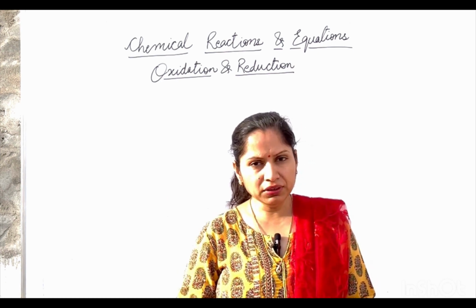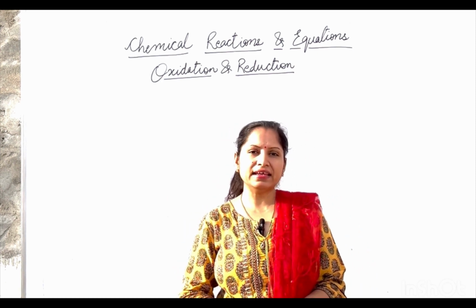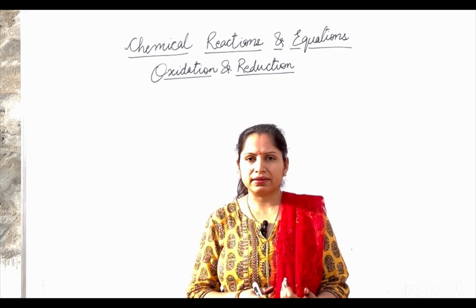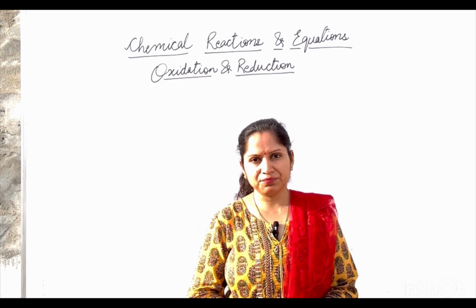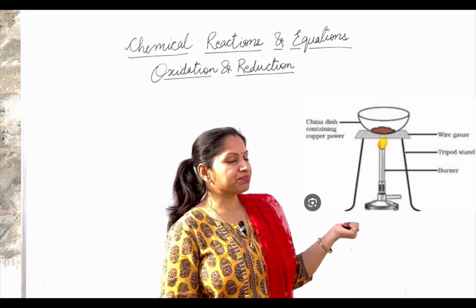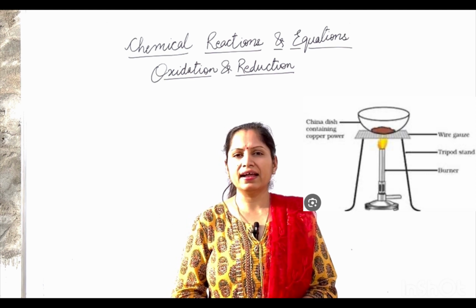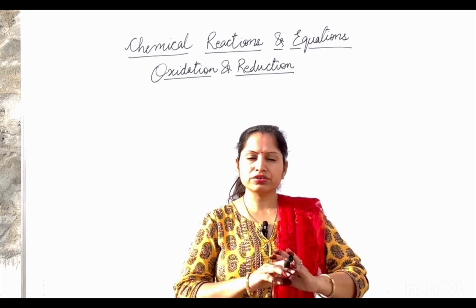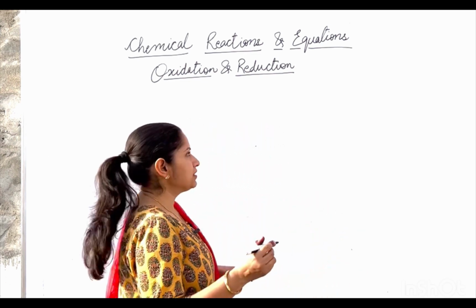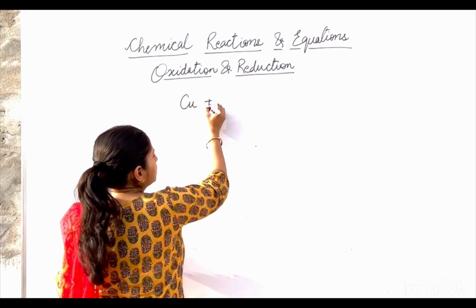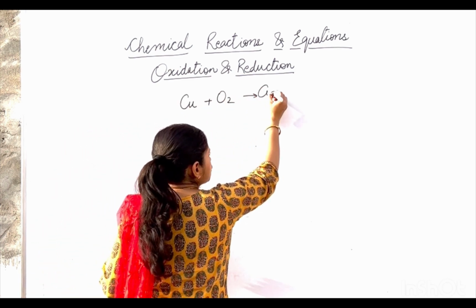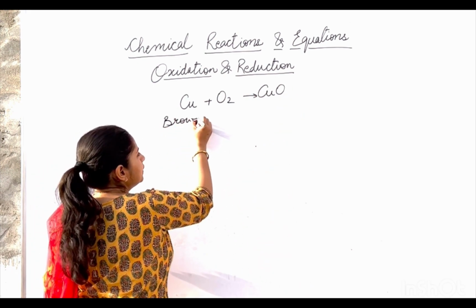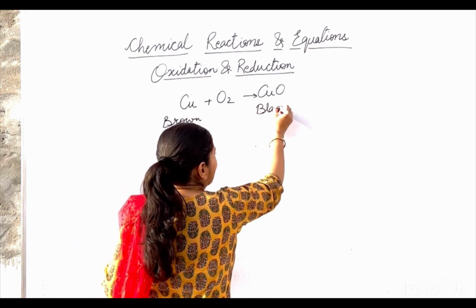If we take copper in a china dish and start heating it, we'll find that the brown colored copper will turn into black because of formation of copper oxide. So if we create a system like this, then we'll find that copper is getting converted to copper oxide on reaction with oxygen present in the atmosphere. So let's look at the reaction. What happens? Copper combines with oxygen in the atmosphere to form copper oxide. This copper has brown color and the copper oxide formed is black in color.